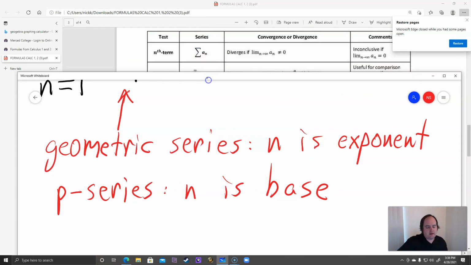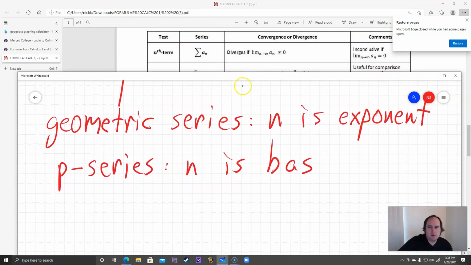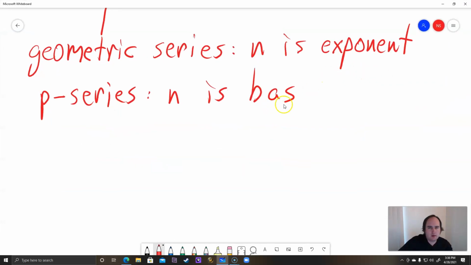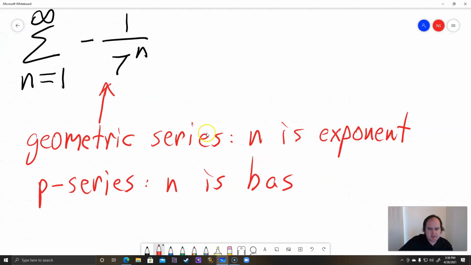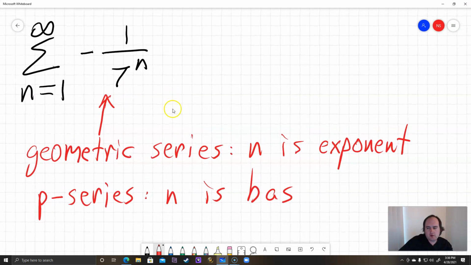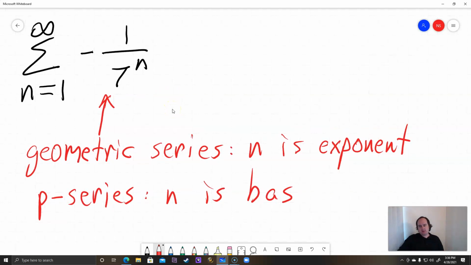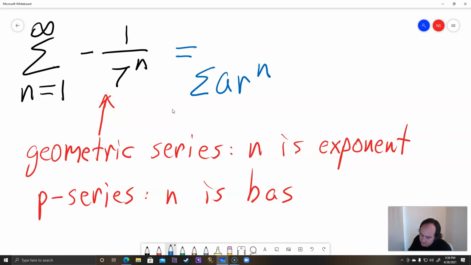And with that information, oh my gosh, what did I do here? I messed up my window. Okay, there we go. So because it's a geometric series, we're going to use the information from our previous lesson on geometric series. And remember, for a geometric series, it's in the form a times r to the n. Okay, so we want to write it in the form sum of a times r to the n.